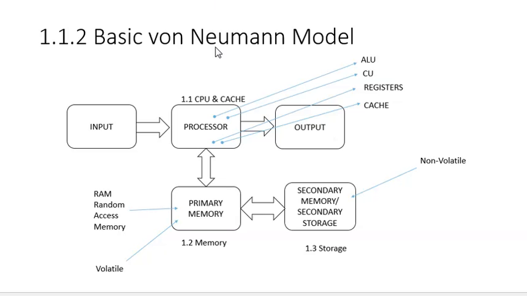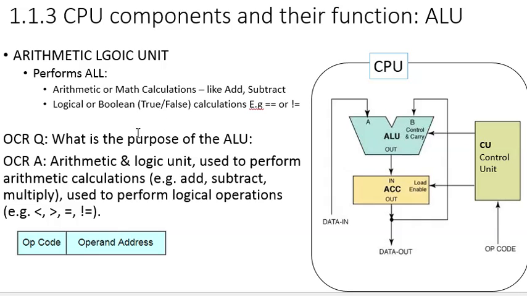Right, so now we'll return to a close look at the three or four main components within the CPU as to their role and function, beginning with the ALU. The ALU stands for Arithmetic Logic Unit. It performs all arithmetic or mathematical calculations like addition and subtraction. It also performs logical or Boolean true or false calculations, for example, equal to or not equal to.